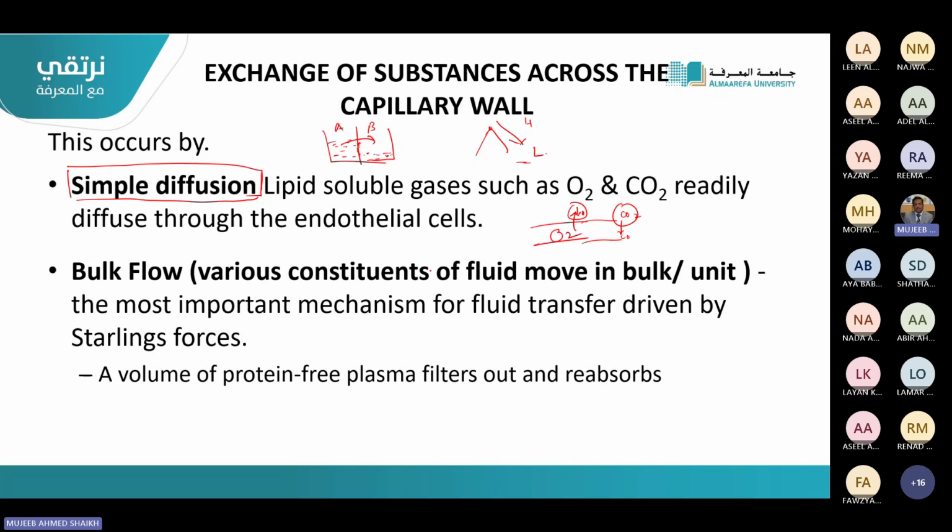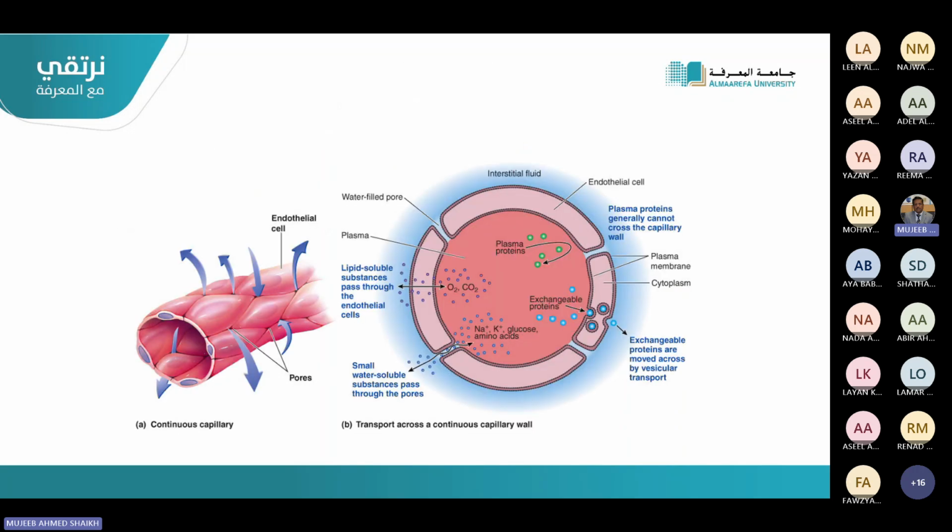Bulk flow: the various constituents of the fluid move in bulk as a unit. It is the most important mechanism for fluid transfer, driven by Starling forces. Now comes the difficult part of the lecture. What is meant by Starling forces? When we have to move things in bulk, a big amount, then there are forces we call Starling forces that come into action for absorption and secretion. Let us see them now.